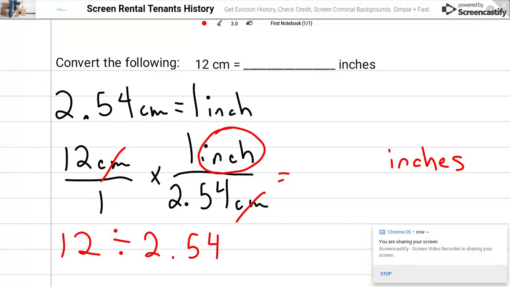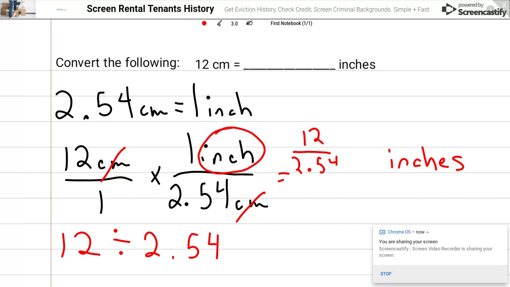So I'm actually skipping a step here. What I'm really not showing you is that multiplication. The first thing is that 12 times 1, which is really just 12. And then 1 times 2.54, which is just 2.54. That is why I am able to do that 12 divided by that decimal.